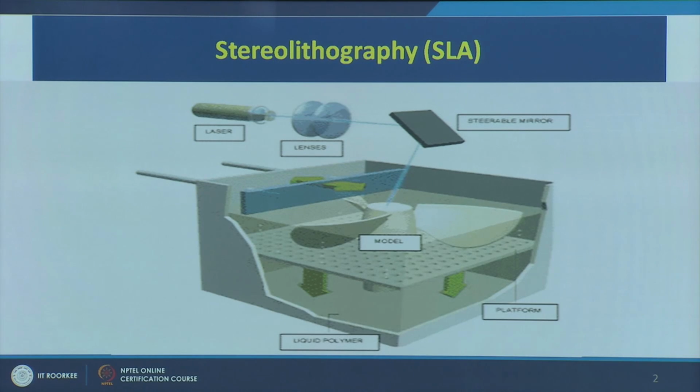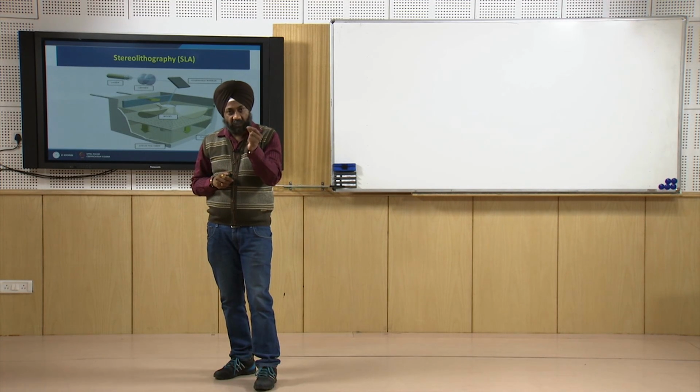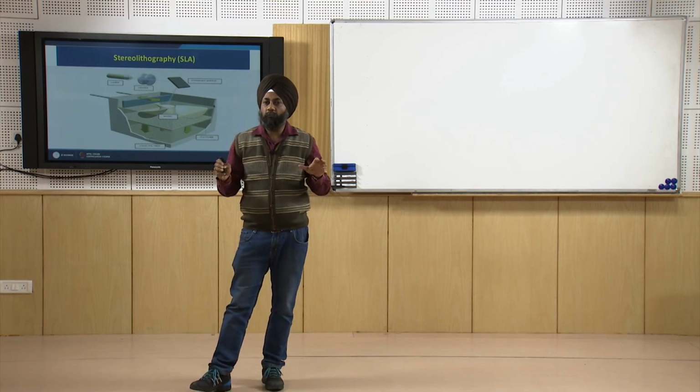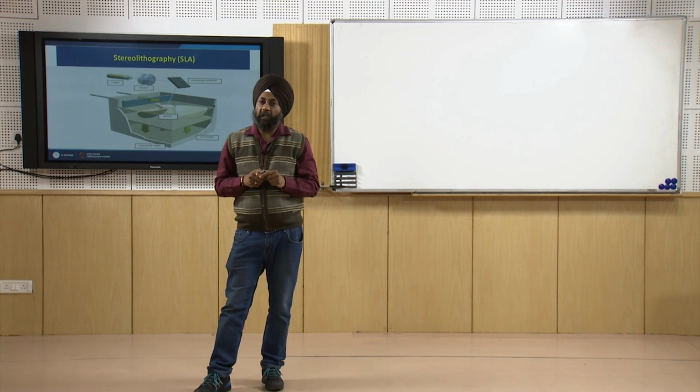So majorly we will be focusing on three processes today. One is the stereolithography apparatus, SLA, the second is selective laser sintering, and the third is laminated object manufacturing. All these three are common processes for making prototypes easily or quickly.